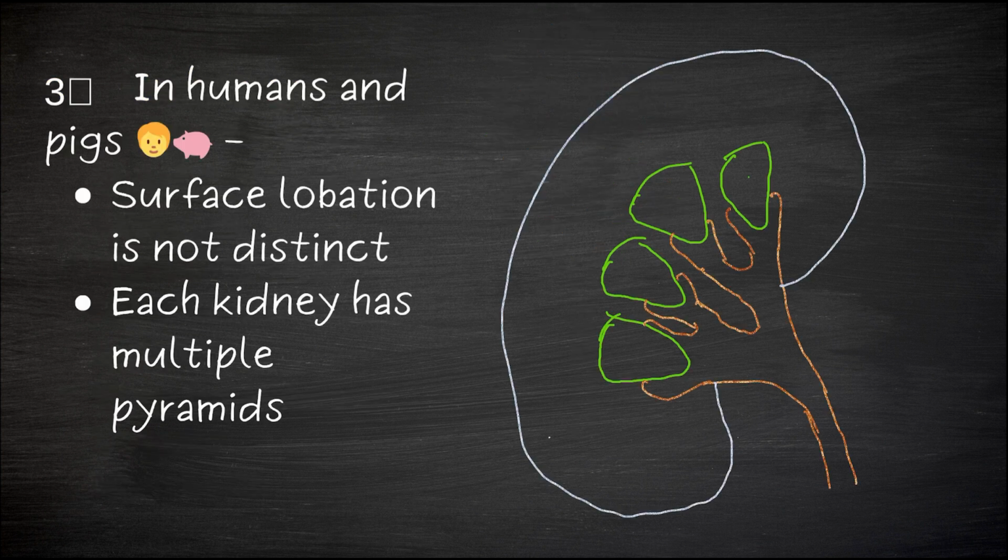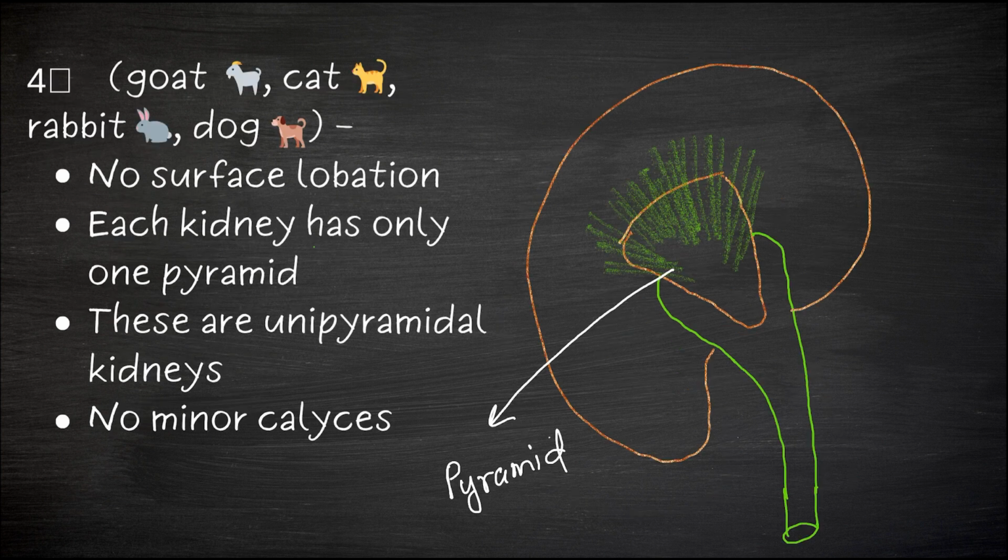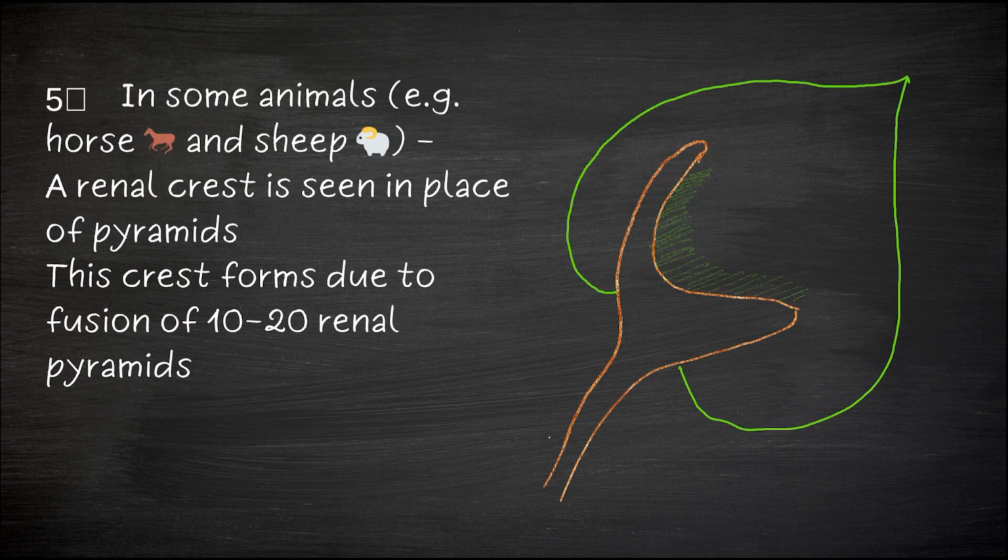In humans and pigs, surface lobation is not distinct. Each kidney has multiple pyramids. So you can see, these are the multiple pyramids. But in goat, cat, rabbit, dog, no surface lobation, meaning you will not find any lobes on the surface. Each kidney has only one pyramid. Very, very important. These are unipyramidal kidneys, no minor calyces. So you can find only one pyramid. In some animals like horse and sheep, already we have discussed, you will find a renal crest in place of pyramids. The crest forms due to the fusion of 10 to 20 renal pyramids.